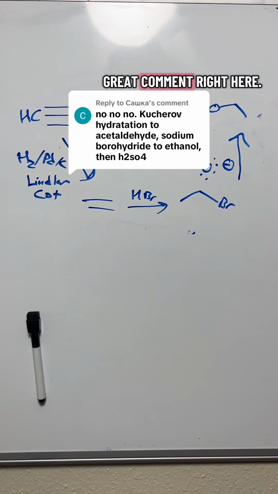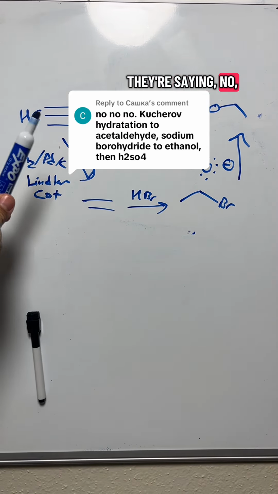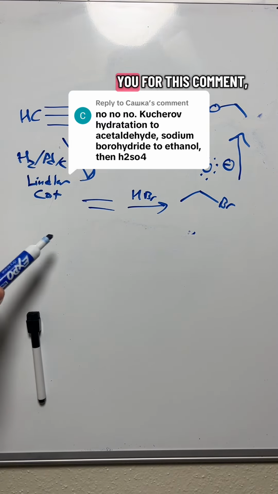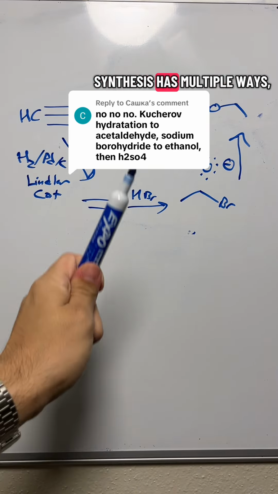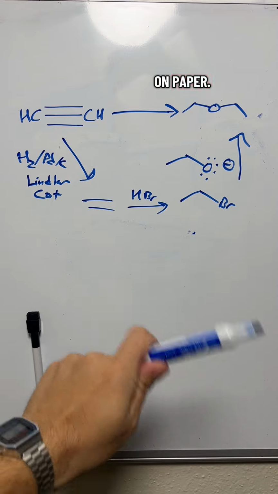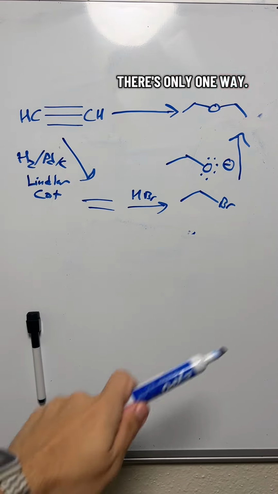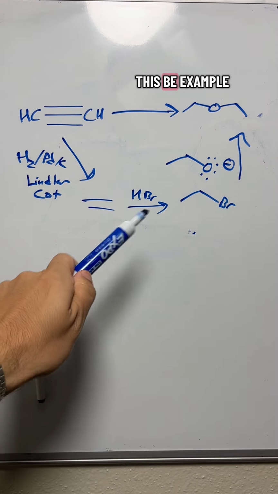We have another great comment right here. They're saying, no, use this other way. And I want to say thank you for this comment because it's just another great example of how synthesis has multiple ways usually, at least on paper. Sometimes you get in the lab, it turns out there's only one way. Let's walk through their synthesis right now and let this be an example to you guys.